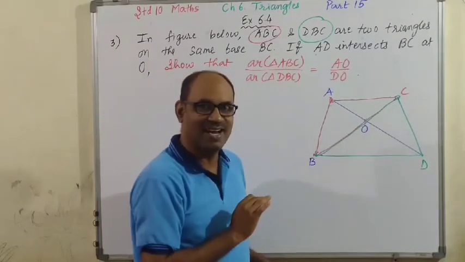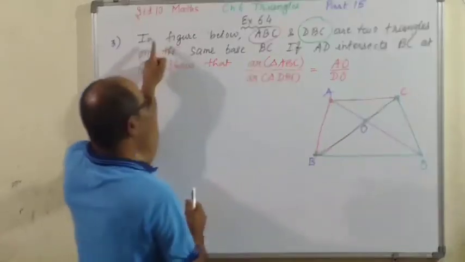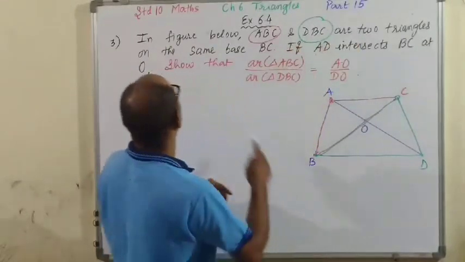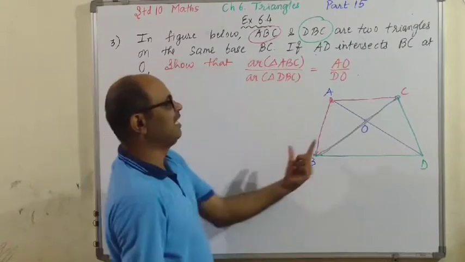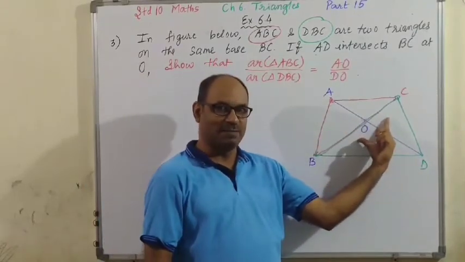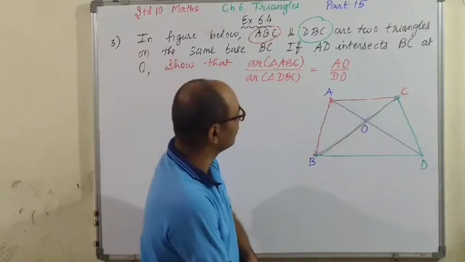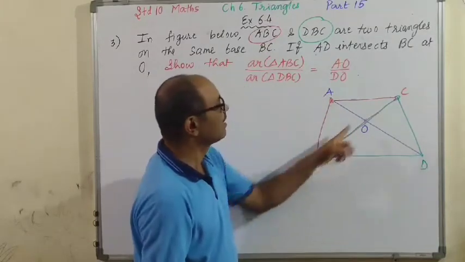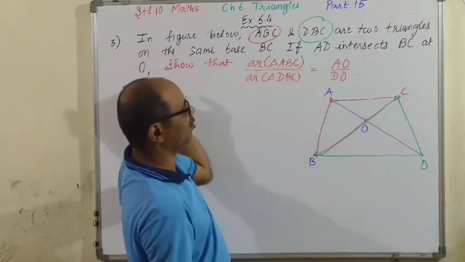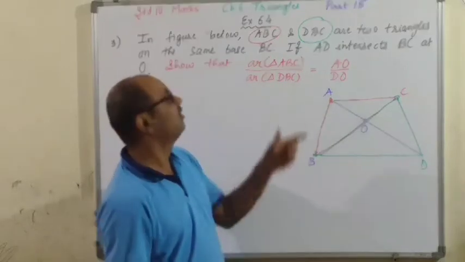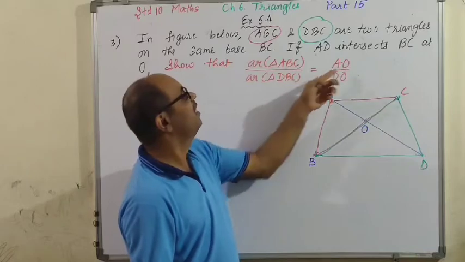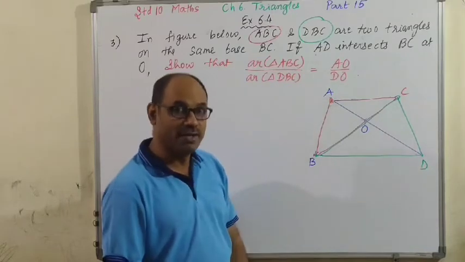It's one and the same side. So common side. In figure below, ABC and DBC are two triangles on the same base BC. That common base is BC. It's a base for both triangles. If AD, the diagonal, intersects BC at point O, then show that area of triangle ABC upon area of triangle DBC is equal to AO upon DO.